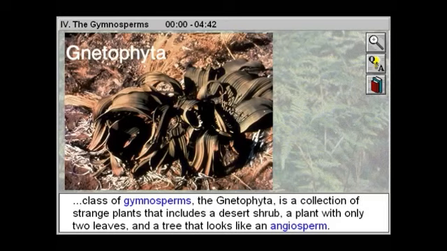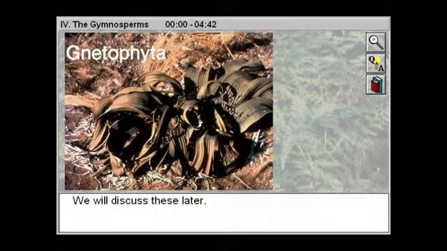The fourth class of gymnosperms, the Gnetophyta, is a collection of strange plants that includes a desert shrub, a plant with only 2 leaves, and a tree that looks like an angiosperm.